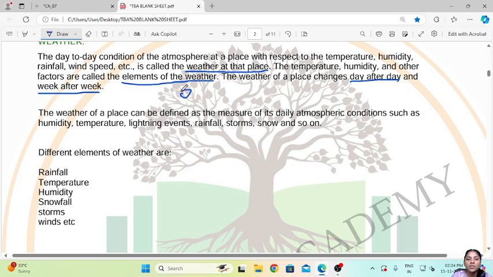Another definition of weather is that the weather of a place can be defined as the measure of its daily atmospheric conditions. Daily atmospheric conditions means whatever changes take place in the atmosphere on a daily basis, such as the humidity, the amount of moisture in the air, then the temperature, lightning events, rainfall, storms, snow, etc. So as discussed, all these factors are called the elements of the weather. They are rainfall, temperature, humidity, snowfall, storms and winds.